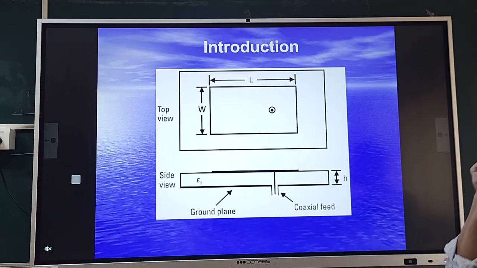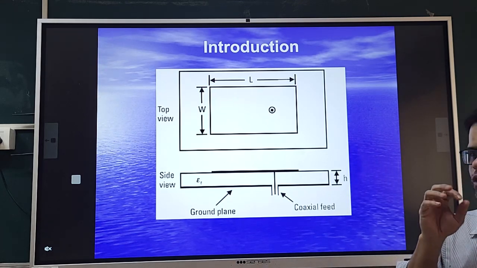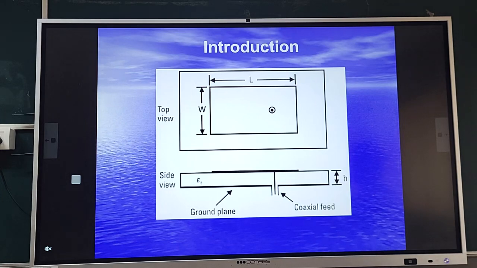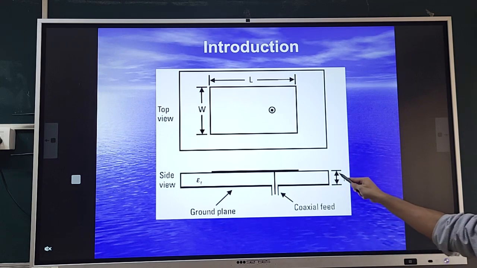So here the h by lambda parameter is very important. In any microstrip antenna design, in any antenna design, this parameter gives a better understanding of the antenna properties. So h in terms of lambda has to be judged.